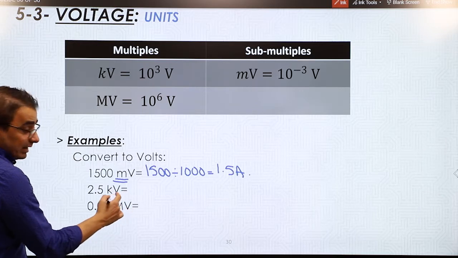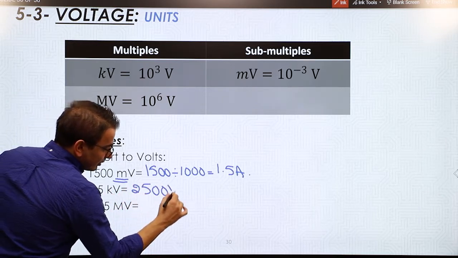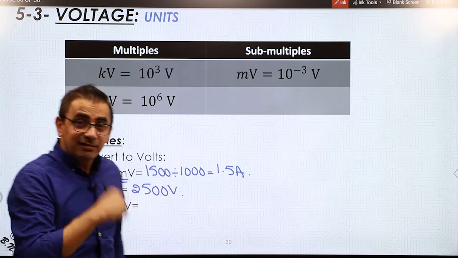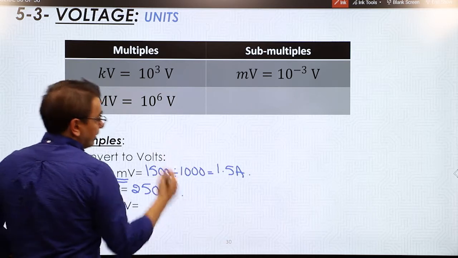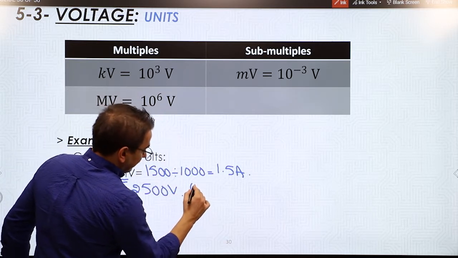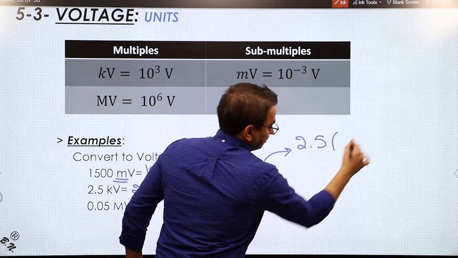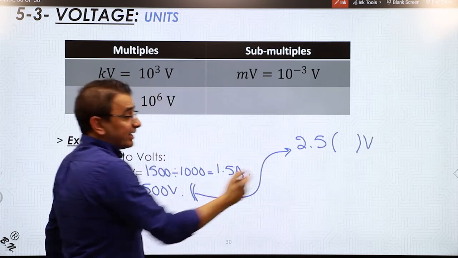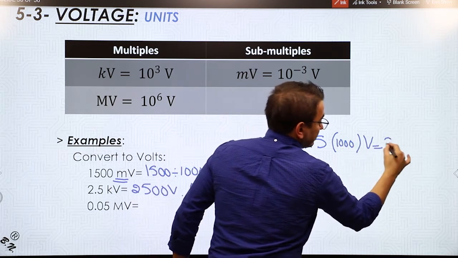Same thing here, but kilo, so it is 2.5 kilovolt. Notice here, I allowed myself to do it mentally, and I told you this. If you find problems with that, don't worry. All you have to do is just show it like this. Let me move it. 2.5 times, instead of the kilo, 1000. Okay? So this is 2500.